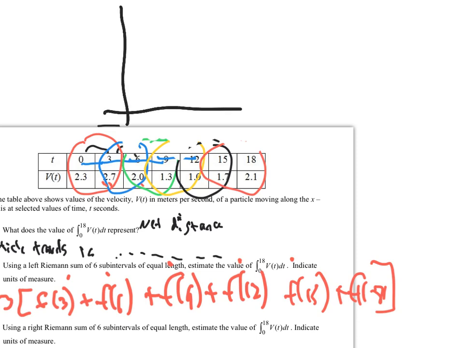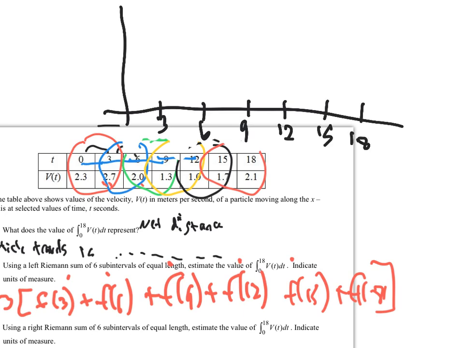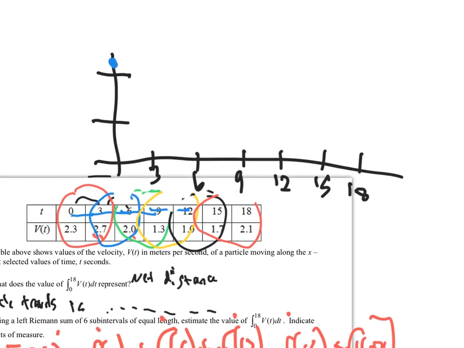So let me do it again here. 3, 6, 9, 12, 15, 18. That's it. And I didn't go much higher than 2, so 1, 2. So 0, 2.3, about here. And then 3, 2 points. Oh, yeah, I did have to go up higher.